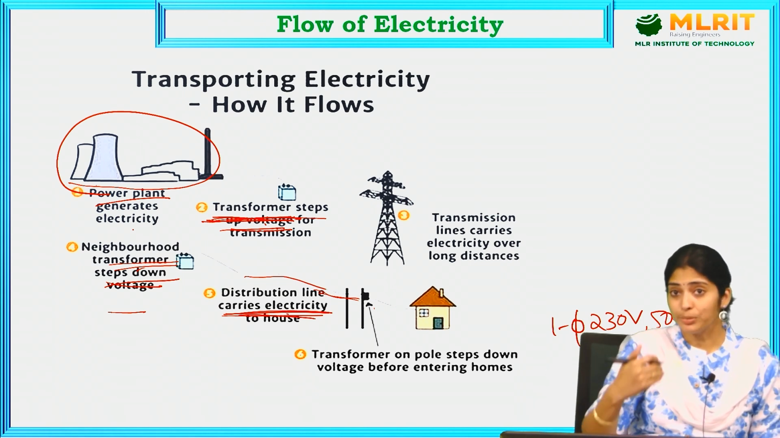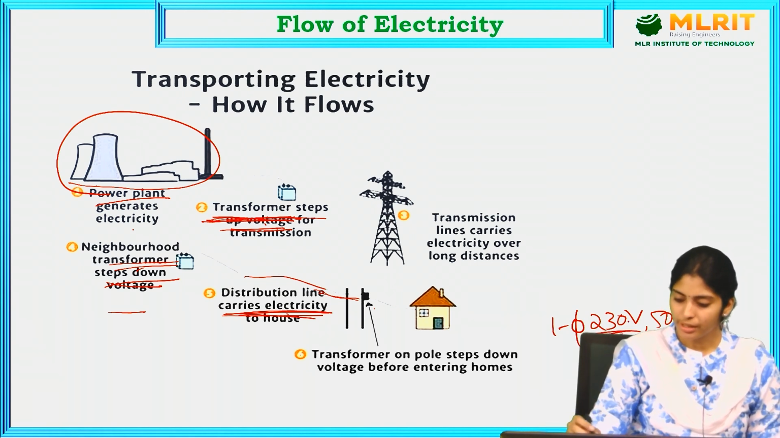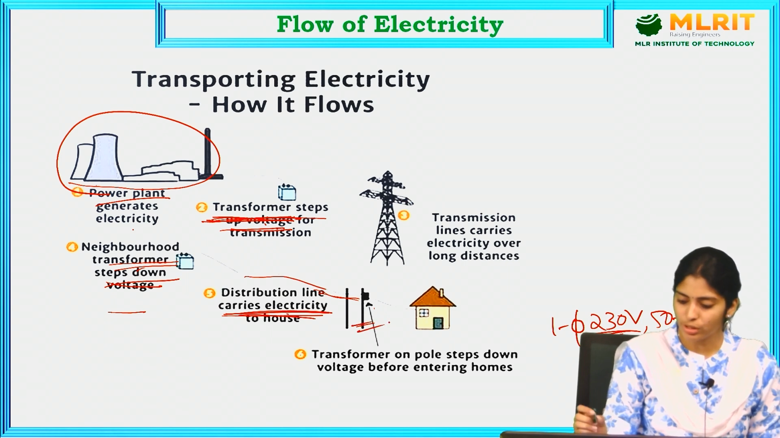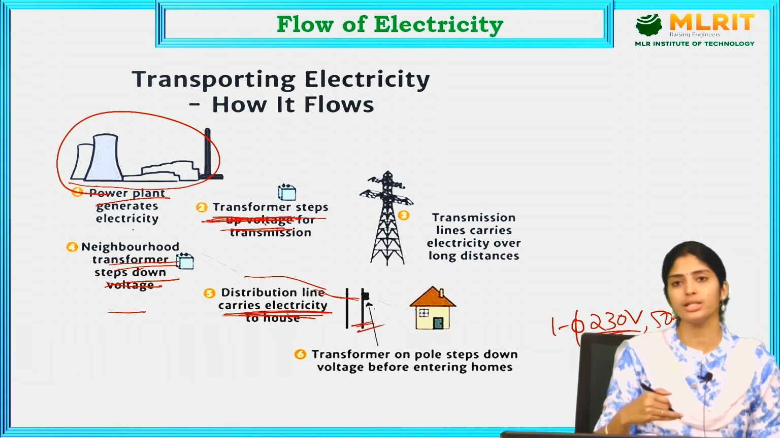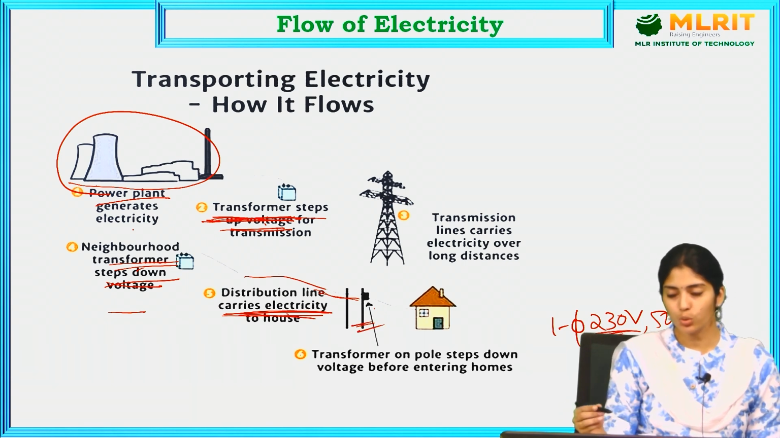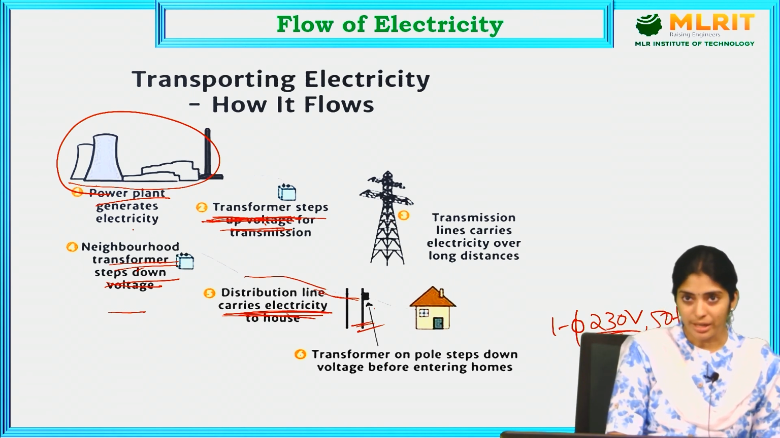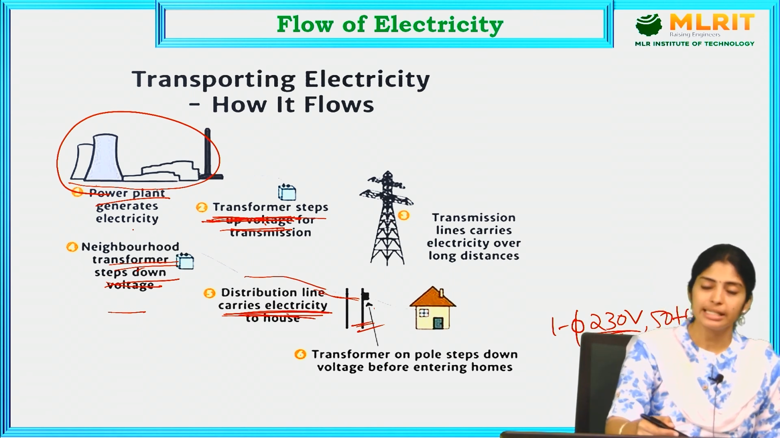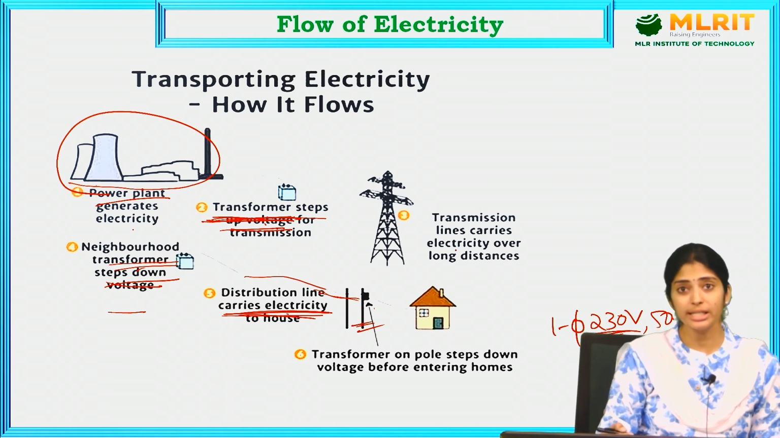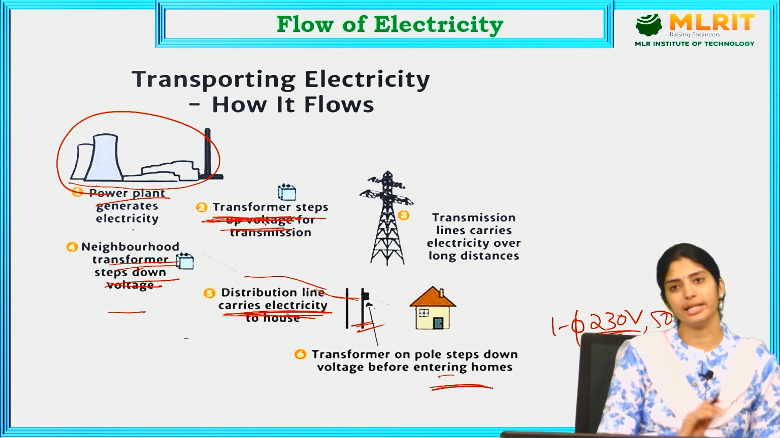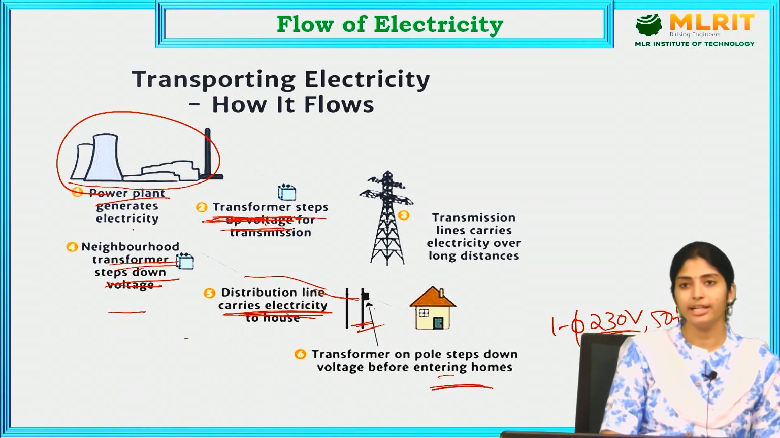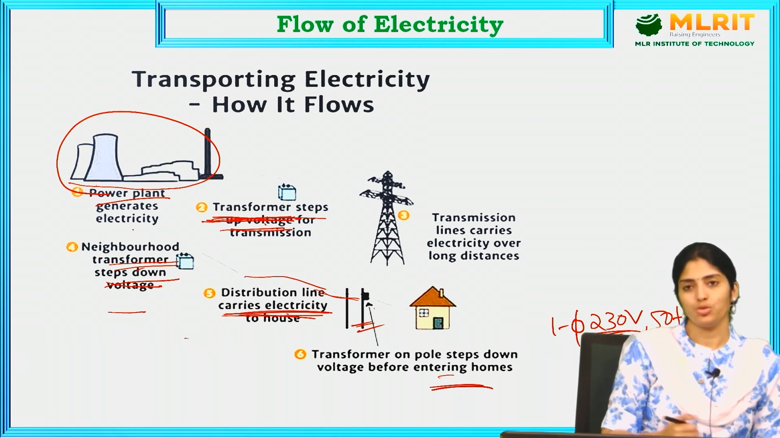To step down to 230 volts, here we are using another transformer. This transformer on the pole steps down the voltage, and finally 230 volts will be sent to our homes. So likewise the electricity is generated and transmitted to longer distances, and it finally reaches our homes. This is how the electrical energy is generated and finally reaches our home.